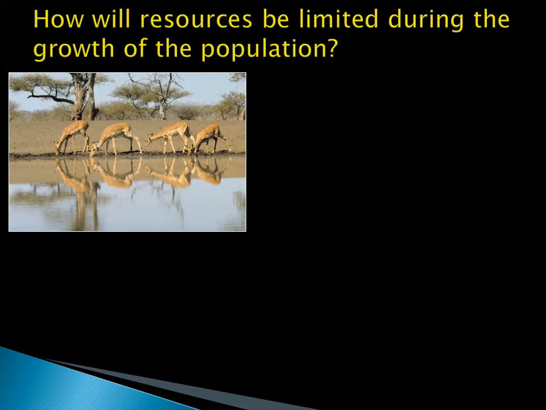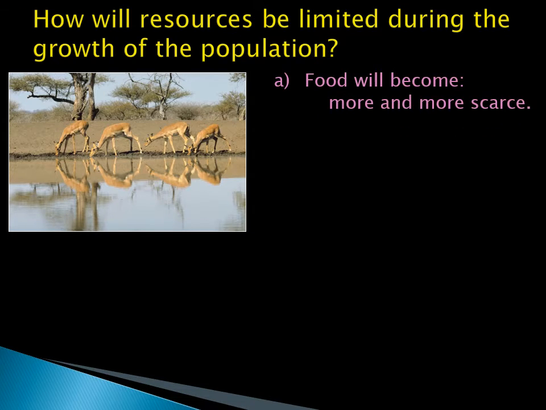So how will resources be limiting during the growth of the population? Well, if your population is growing, food will become more and more scarce as you compete. All right? There's only so many food sources, and just because your population is growing exponentially doesn't mean all the other organisms are growing exponentially along with you. All right? There may be water shortages. You think about animals that live in the water, just the space they would take up. If you think about dry seasons, then water is scarce, and if populations are large, the water resources may be used up.